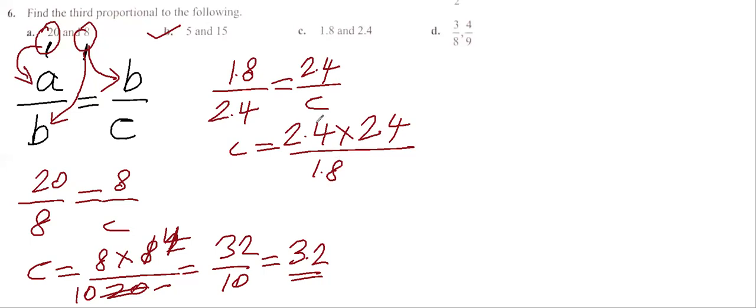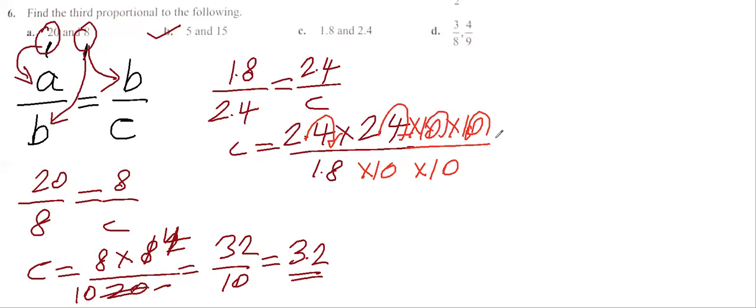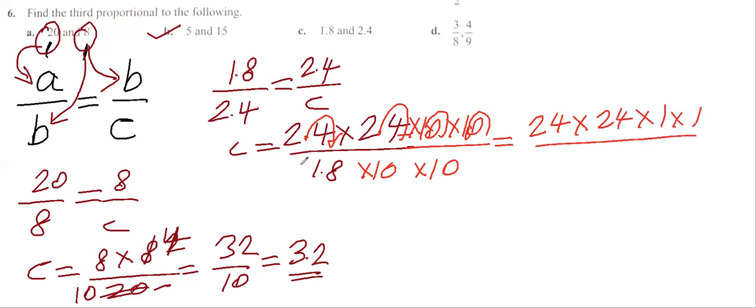Now decimal is there, so I need to multiply by 10, multiply by 10, multiply by 10, multiply by 10. Why am I multiplying by 10 two times? Because of this decimal. So this decimal will come here, this decimal will come here, this decimal will come here, this decimal will come here. So what will be the answer? It will be 24 into 24 into 1 into 1 divided by this decimal will come here, this decimal will come here. So this will be 18 into 1 into 10.